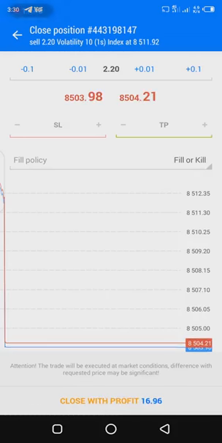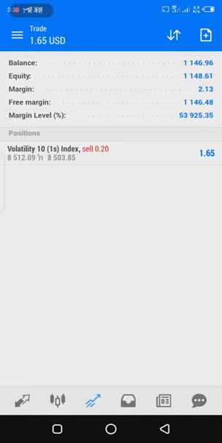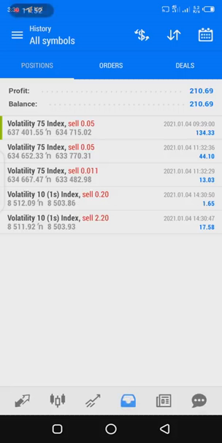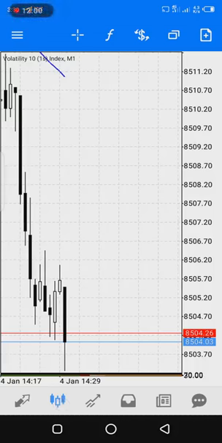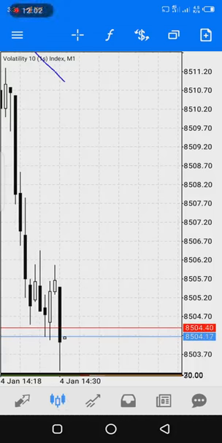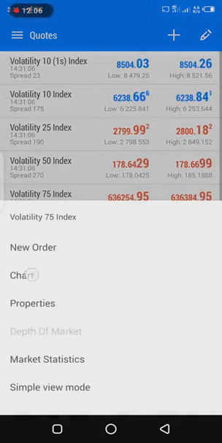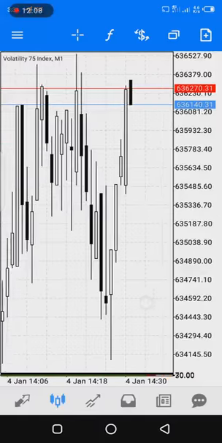Let me close this one. Let me show you what I made today with just this strategy on a 1 minute time frame for volatility indices v75 and the v10s. Let's go to v75 and see what the chart is saying there.